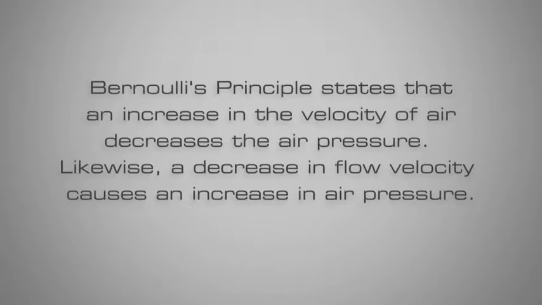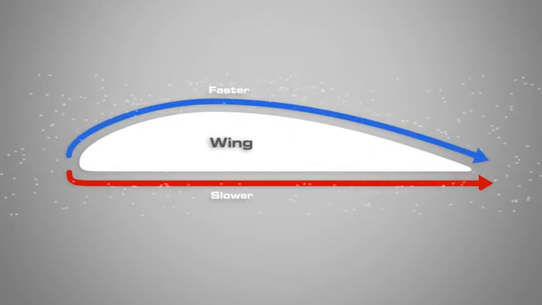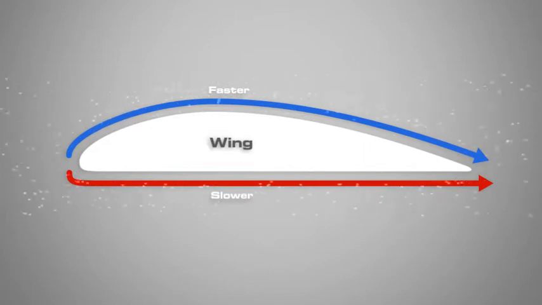Bernoulli's principle states that an increase in the velocity or speed of air decreases the air pressure. Likewise, a decrease in flow velocity causes an increase in air pressure. Low pressure is like a vacuum which pulls things toward it. A wing is curved on the top and flat on the bottom. So when a wing moves through the air, the air on top of the wing has to travel faster than the air under the wing. Because the wing is curved on the top, the air moving over the top must travel further and faster than the air under the wing to get to the same place.